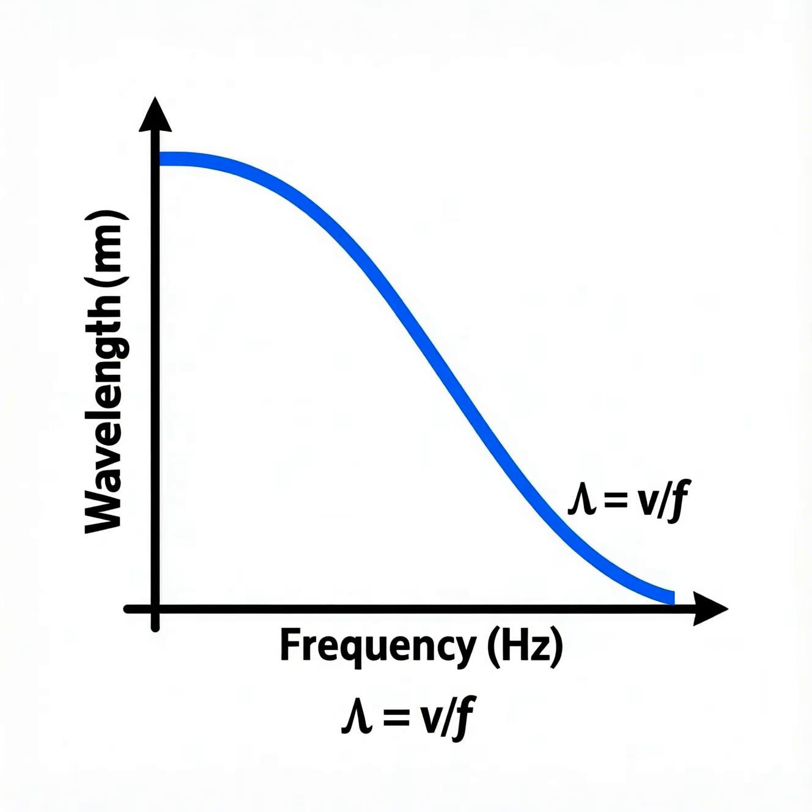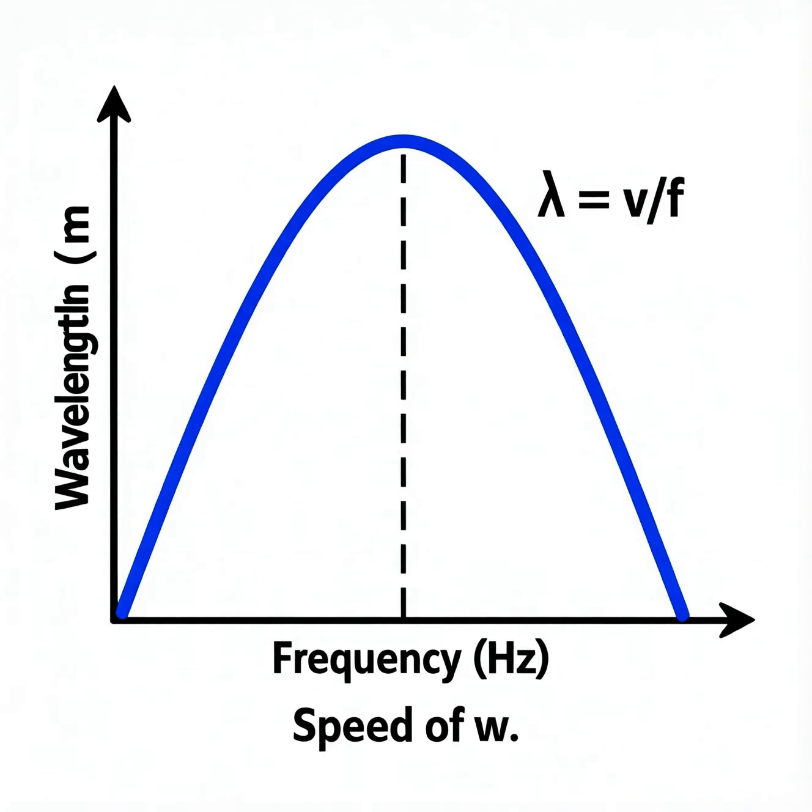The human ear can hear frequencies from about 20 to 20,000 Hz. On our graph, the audible range is highlighted with a shaded band. Each point on the curve shows that as frequency increases, wavelength decreases linearly. This relationship explains why high notes sound sharp and low notes deep. Understanding this helps in designing instruments and acoustic spaces.